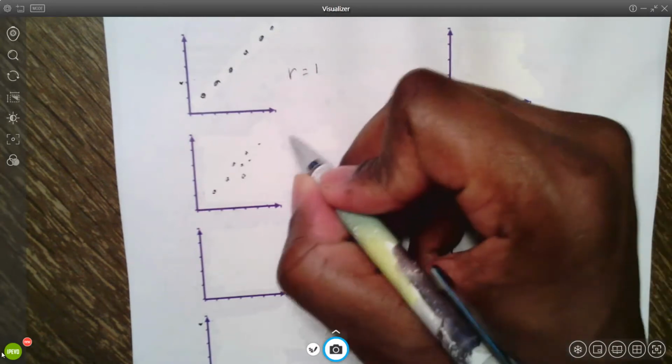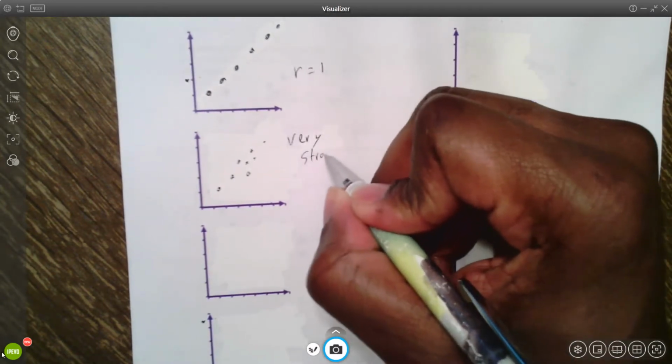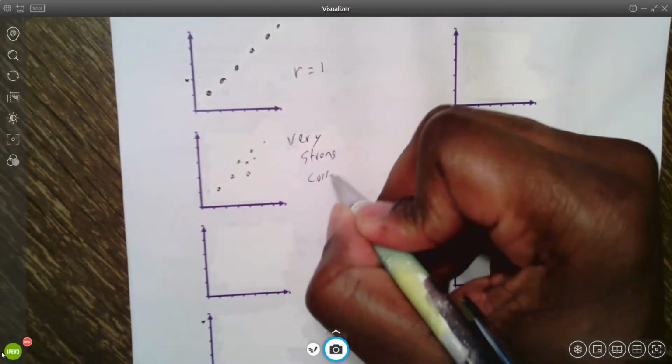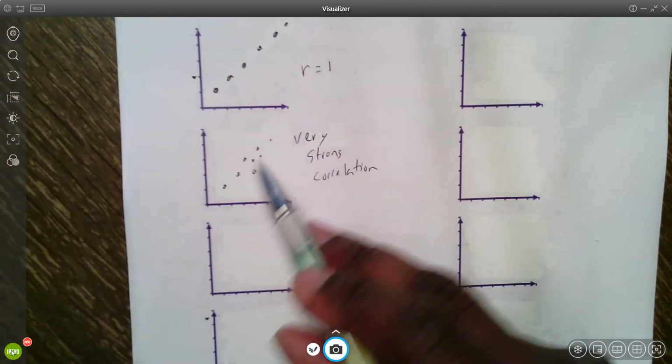So we say this is a very strong correlation. And that's what it is. It's a very strong correlation. Notice how tight they are together.